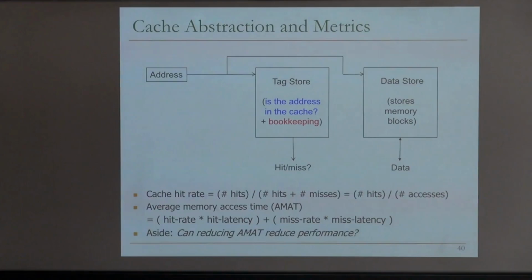And one question we're going to talk about later on: can reducing average memory access time reduce performance? Anybody has a guess over here? Ideally, you want to minimize the access time, right? However you do it, doesn't matter. But can you actually reduce performance if you reduce the average memory access time? Or can it happen somehow? Your intention is, of course, not to reduce performance when you're trying to reduce the average memory access time.